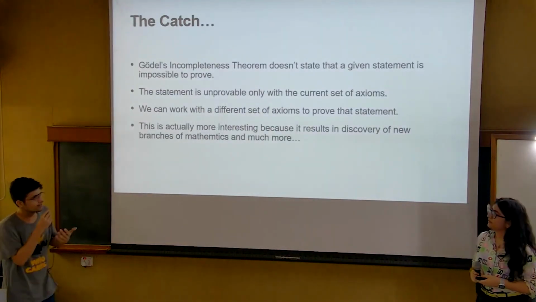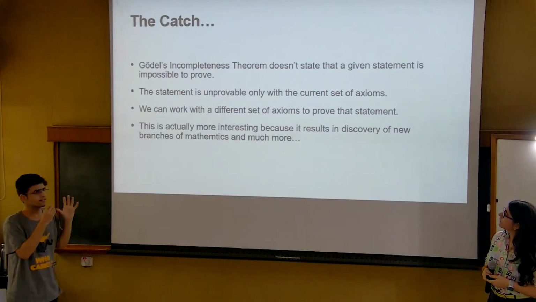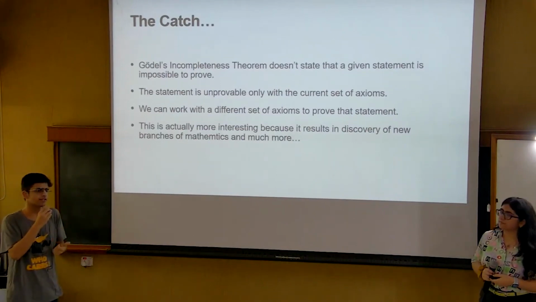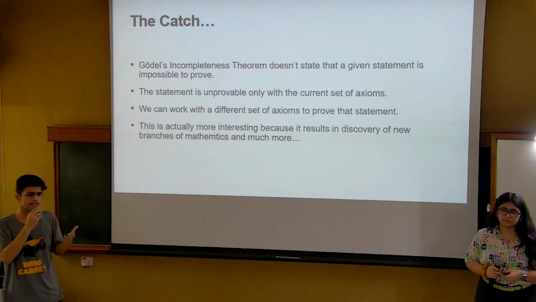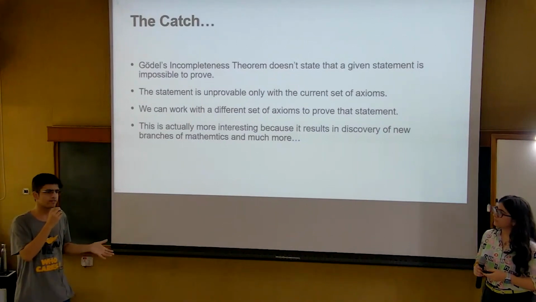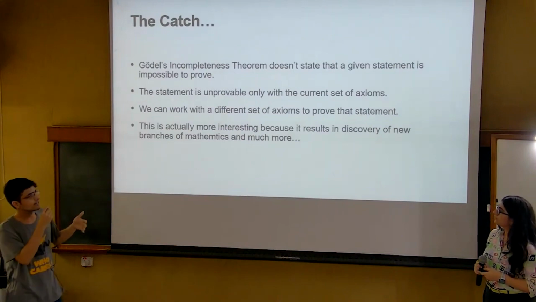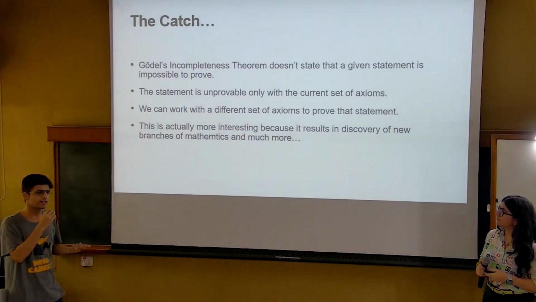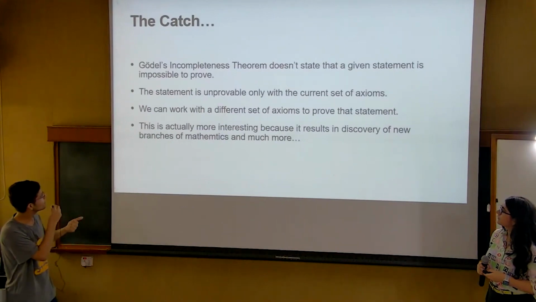But still there's a catch. Gödel's incompleteness theorem doesn't state you can't prove a statement. It states that there exists a statement in this system of axioms which can't be proved. So there might be a different set of axioms where the statement is provable. In this way, new branches of mathematics have been created, and this led to quite interesting new discoveries.